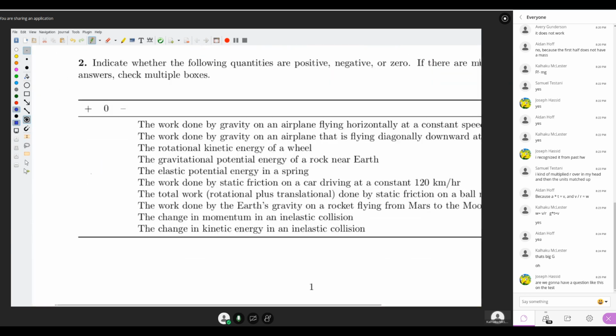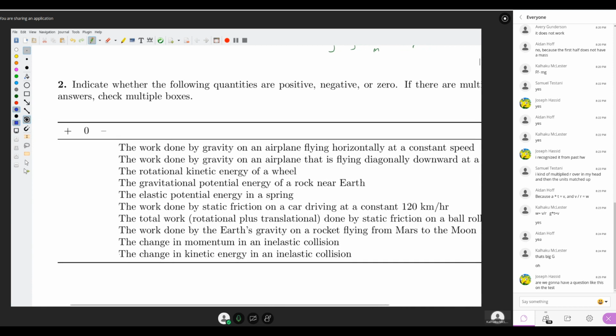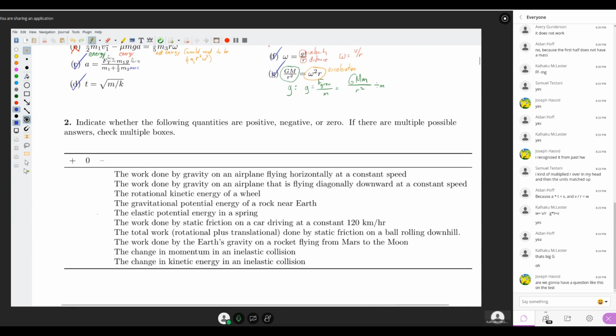Okay, if there's nothing else about that, let's move on to number 2. So we'll just go quickly through these. The work done by gravity on an airplane flying horizontally at a constant speed. So here, work is force times the distance displaced in the direction of that force. Here the force goes straight downward, but I'm moving straight sideways. I'm not moving up or down. So here this is 0.